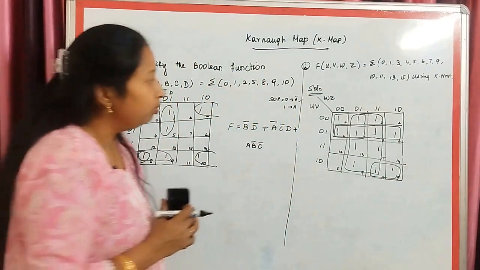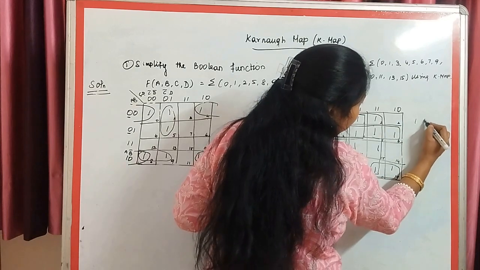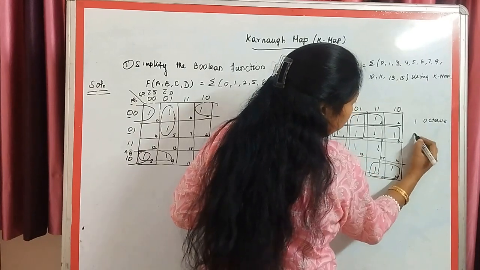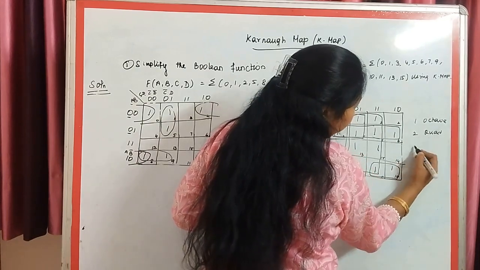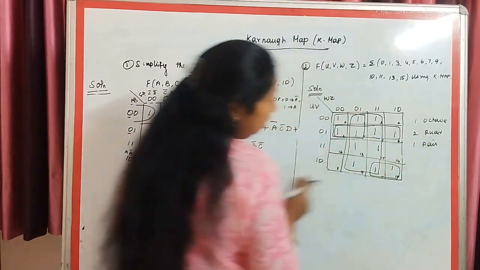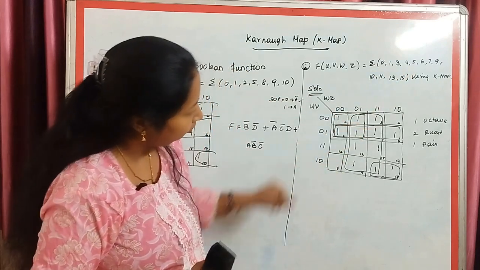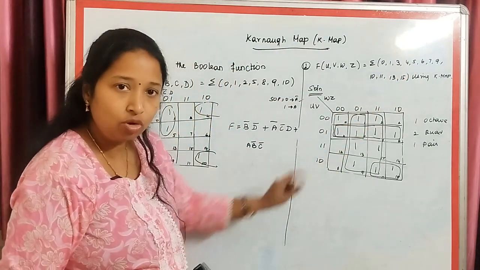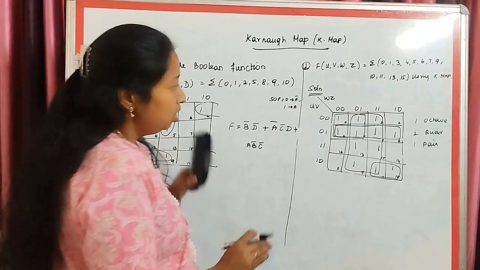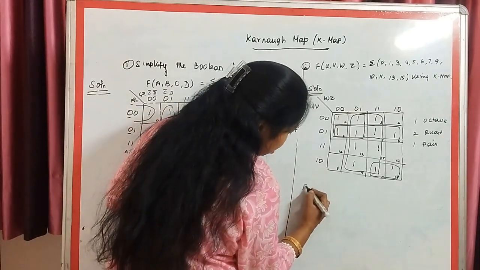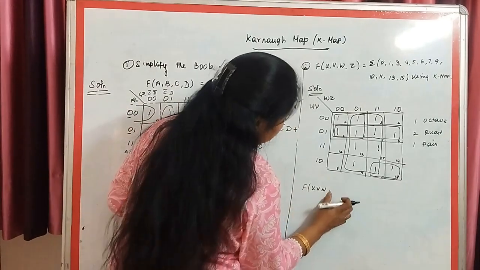Got it? Now how many combinations I have? I have one octave. I've got two quad and one pair. Is there any one which is left here? One in the sense, is there any minterm which is left without grouping? No, we have grouped all the minterms. Fine. Now, you have to write the equation. How will you write the equation? F of U, V, W, Z.